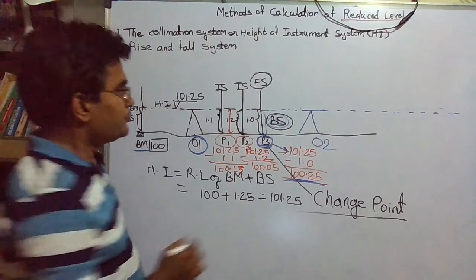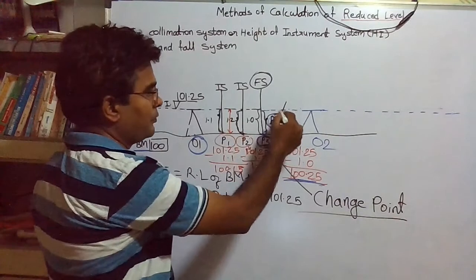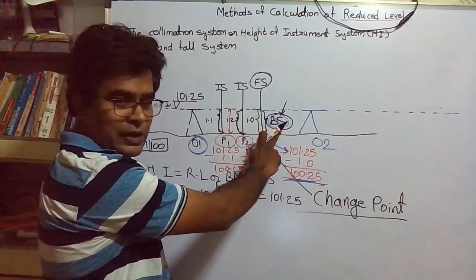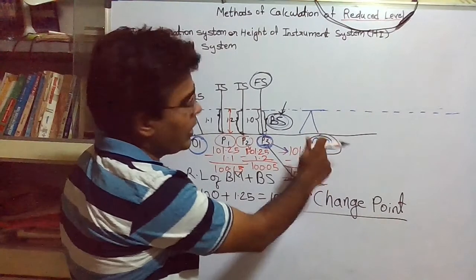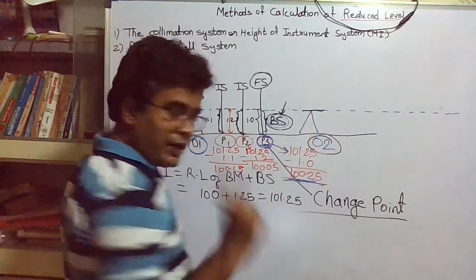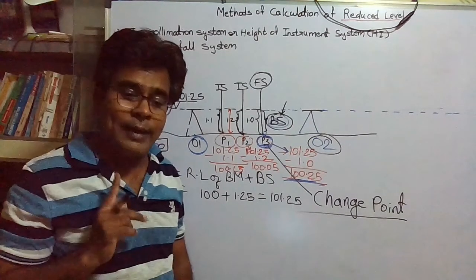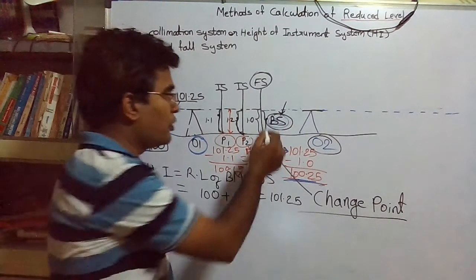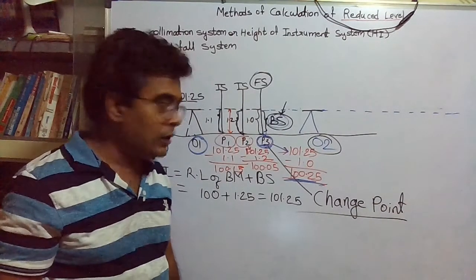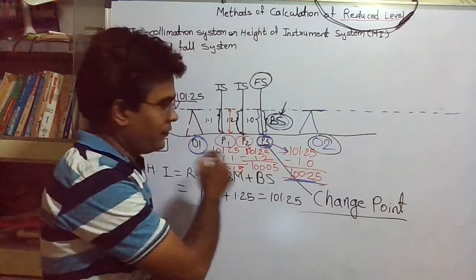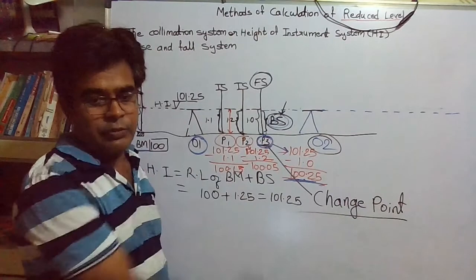Okay, so here suppose we have taken a backside reading. Why is it backside? Because this is our new setup of the instrument, O2, and the first reading taken at any setup of the instrument is called the backside reading. So this is called backside. And backside we always take at the point of known RL. We know the RL of point P3 that we have calculated here, 100.25, from the previous setup of the instrument.